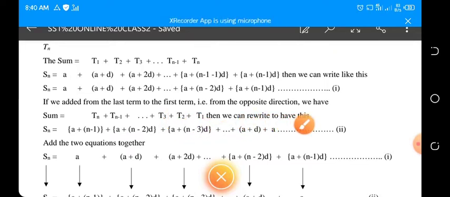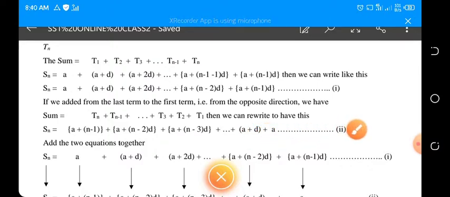Then if you write it in a general pattern, we have this. If the last term here is A plus n minus 1 D, then the second to the last is going to be A plus n minus 2, close the bracket, D. The third to the last term is going to be A plus n minus 3 D, plus continuation like that until you get to the second term and the first term. Call it equation 2.